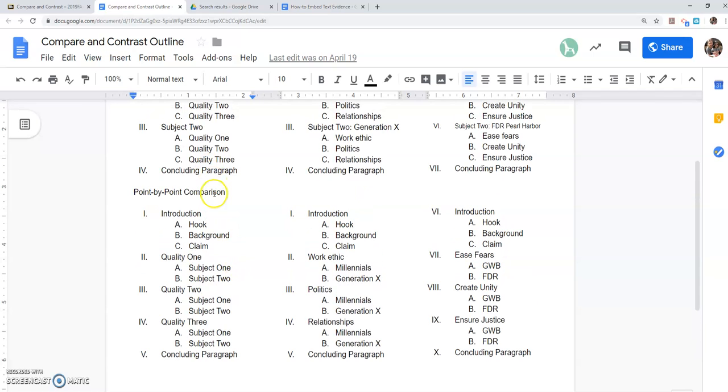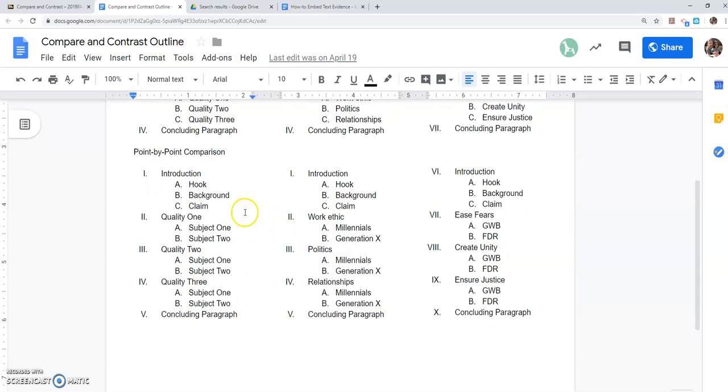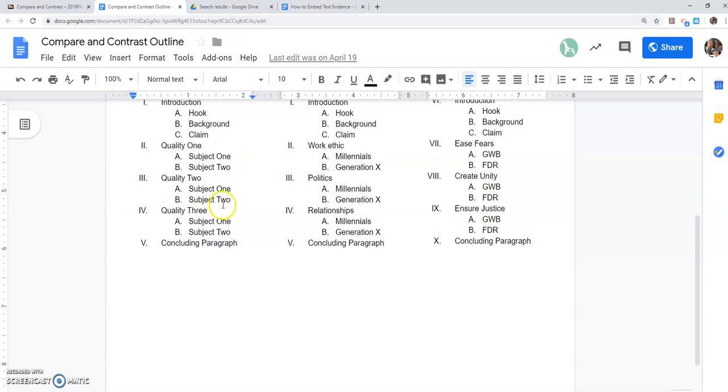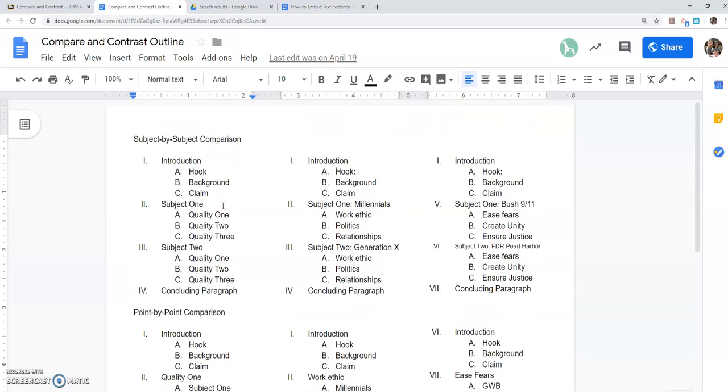Okay, the other way to organize an essay is a point-by-point comparison. And so you focus on the quality and you compare and contrast the subjects within the same paragraph. And so there's this back and forth between subject 1 does this while subject 2 does this. And so that is another way to organize a compare and contrast essay.